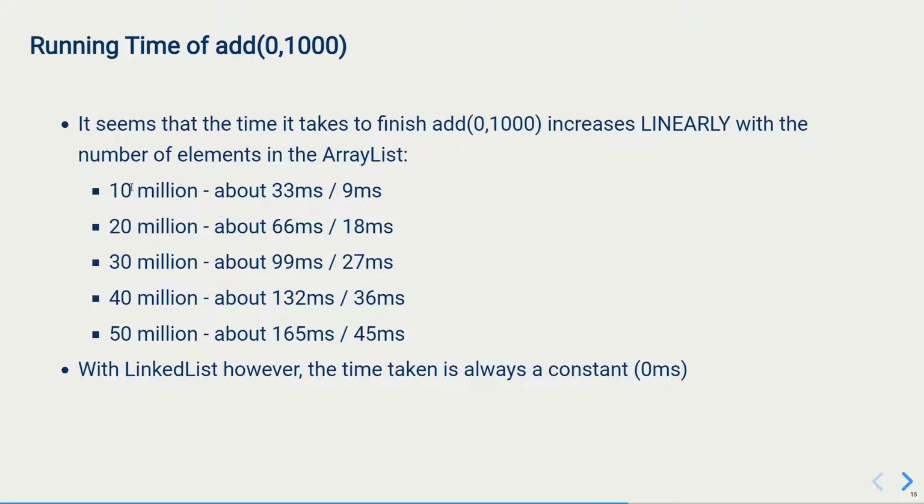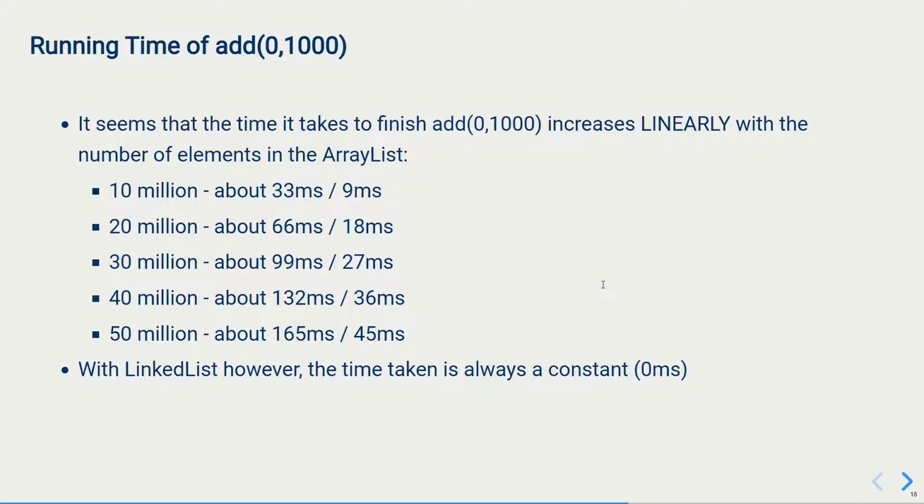Let's just talk about 10 million to 50 million. In this list here, and I massaged the numbers a little bit, when I have 10 million elements in the array list, it takes about 33 milliseconds for the first insert and 9 milliseconds for the second one. If I have 20 million elements, it takes about 66 and 18, which is double the time. And if I have 50 million, it takes about 165 and 45, which is 5 times the time.